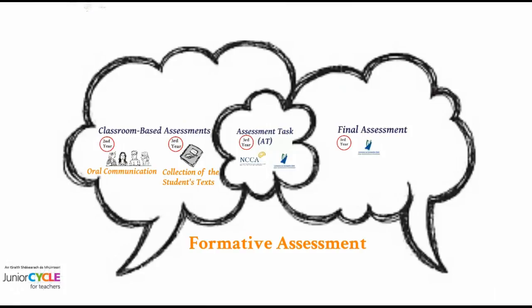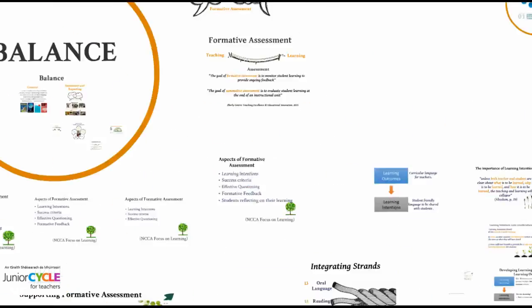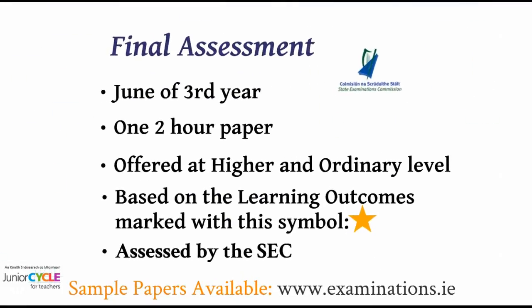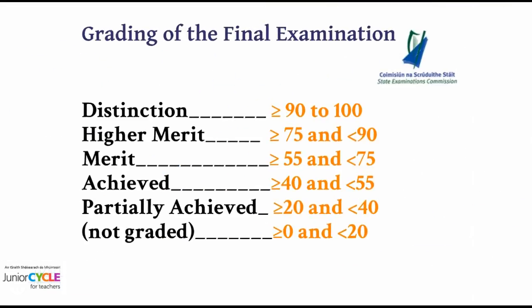The fourth and final summative moment is the final assessment. The final assessment will take place in June of third year. It will be one 2-hour paper. It will be offered at higher and ordinary level, and it will be based on the learning outcomes marked with this symbol in the subject specification. It will be assessed by the SEC. Sample papers are available on examinations.ie.